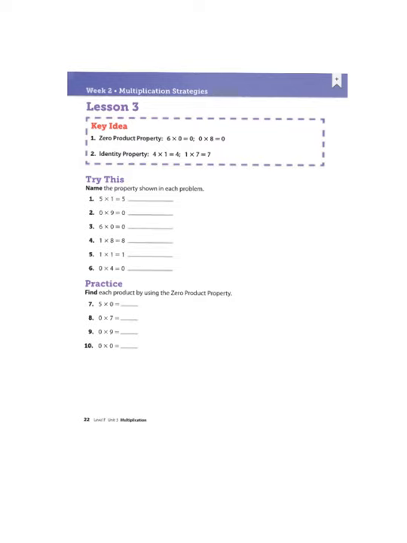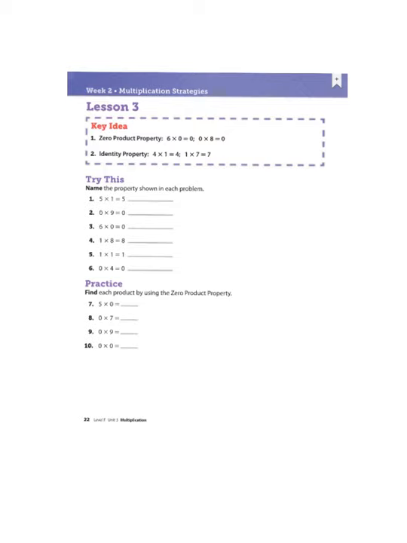In week 2, multiplication strategies, lesson 3, we're going to learn about the zero product property and the identity property of multiplication. The zero product property, which the definition is right here. You know that anything multiplied by 0 is 0. So 6 times 0 is 0. 0 times 8 is 0. That is for the zero property of multiplication.